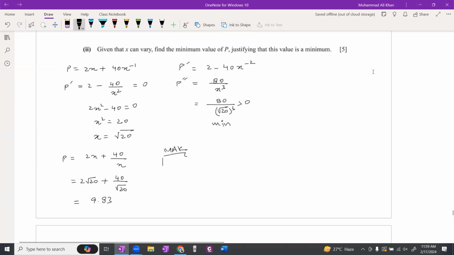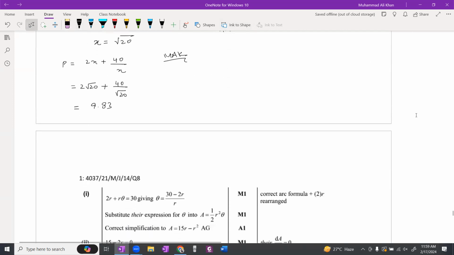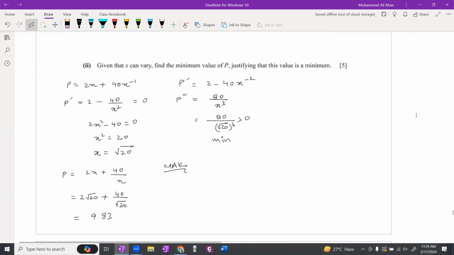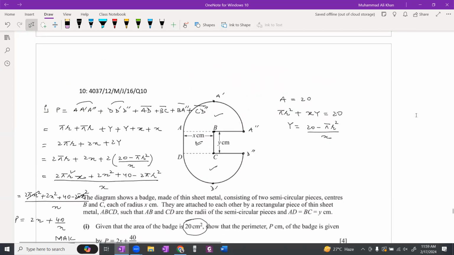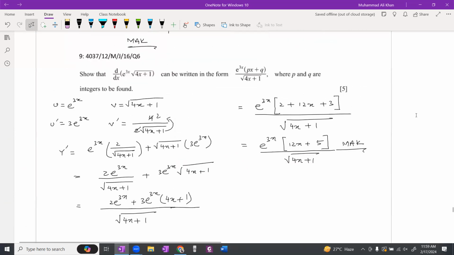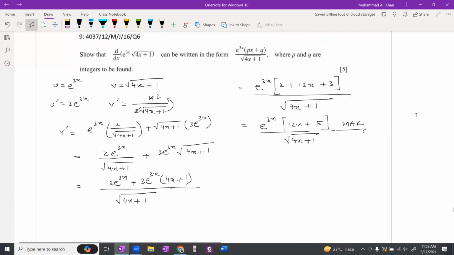Are you clear? That's great. And these are all the questions from the past chapter of differentiation. Inshallah, in the next class, we are going to start the topic of integration.